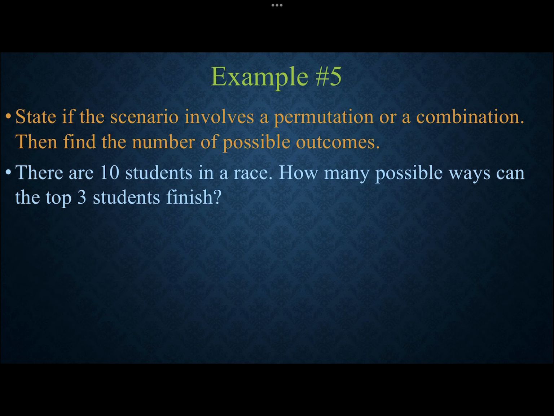So for these word problems, well, sentences really, I guess you can call it a word problem, you'll be identifying whether it's a permutation or combination, and then what the final outcome is going to be. So 10 students in a race. How many possible ways can the top 3 students finish? Again, as we've been talking about, top 3, we're looking at the actual order here. It is going to matter. So this would be a permutation, so it's 10P3. And that comes out to be 720.